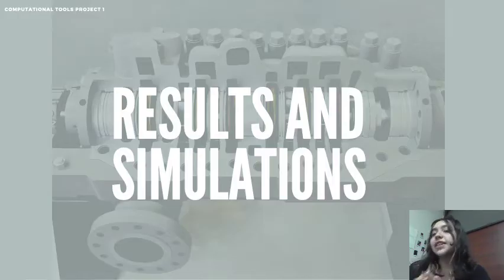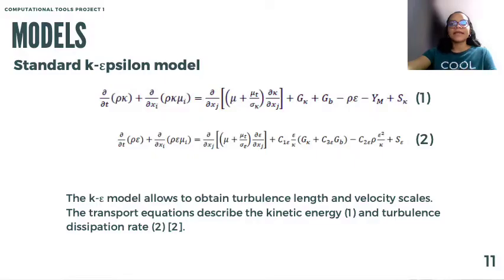Now we are going to see the results and simulations. The k-epsilon model allows us to obtain turbulence length and velocity scales. The transport equations describe the turbulent kinetic energy and the turbulence dissipation rate.